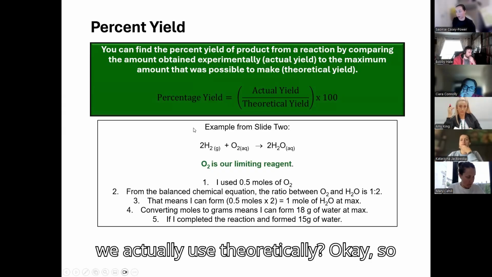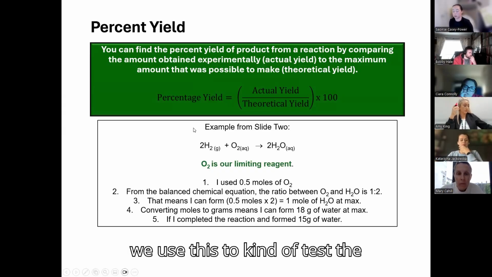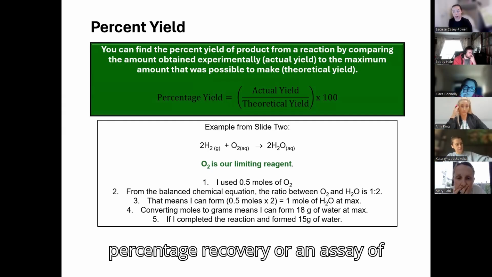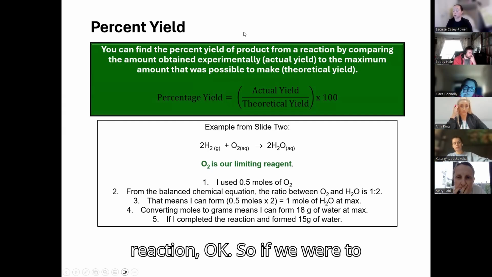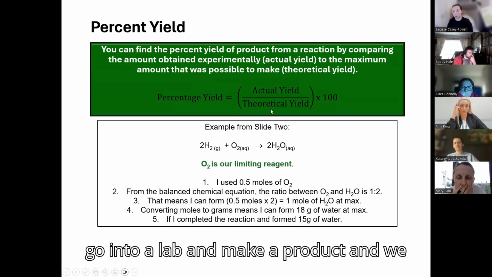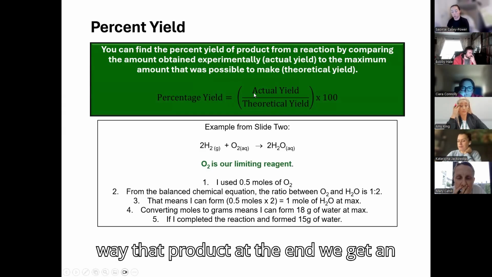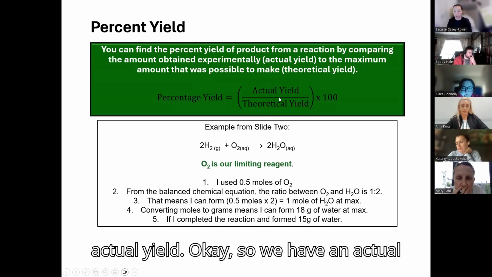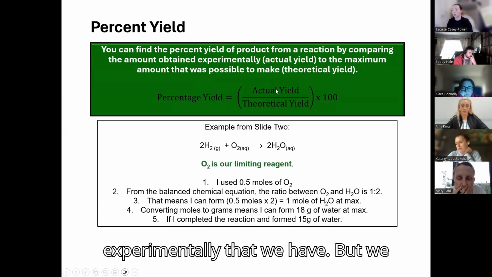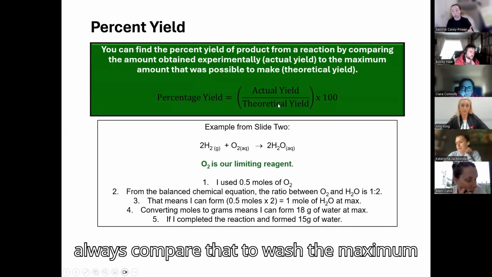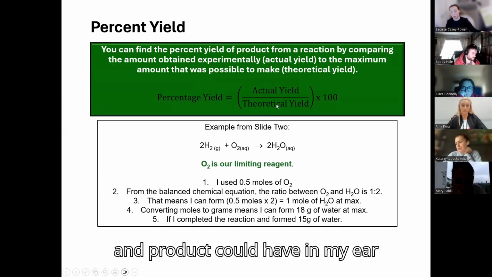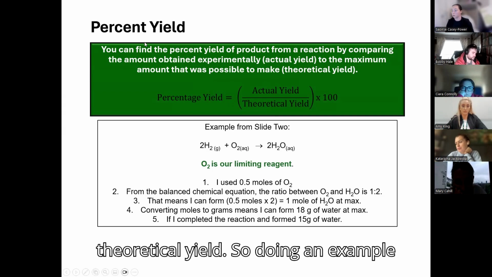So I'll go through how we actually use theoretical yield. We use this to test the percentage recovery or an assay of a reaction. If we were to go into a lab and make a product and we weigh that product at the end, we get an actual yield. So we have an actual experimental yield, but we always compare that to the maximum amount of product there could have been, i.e., our theoretical yield.